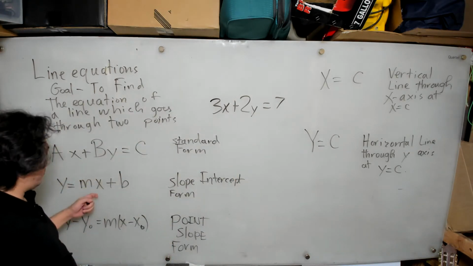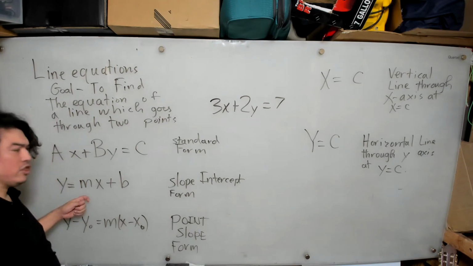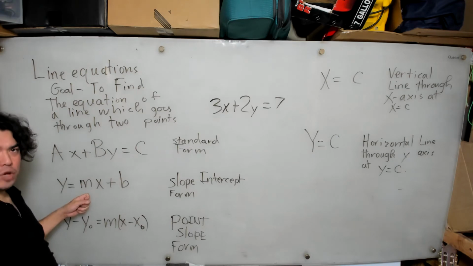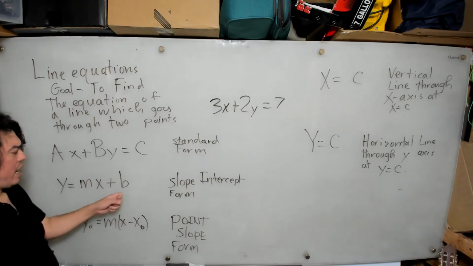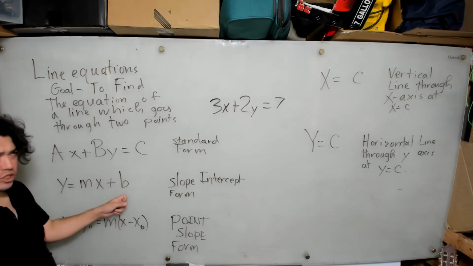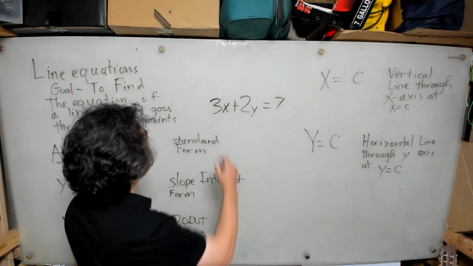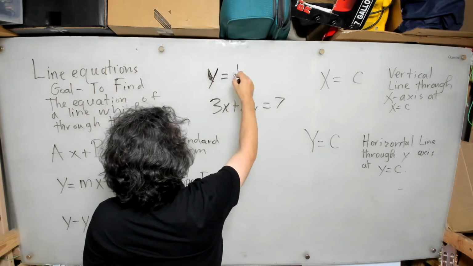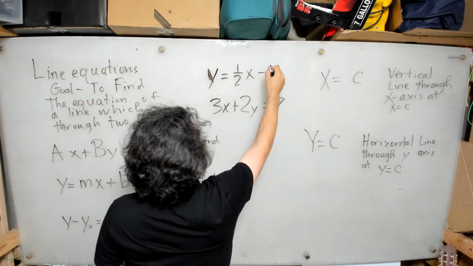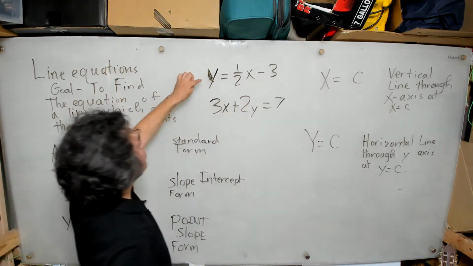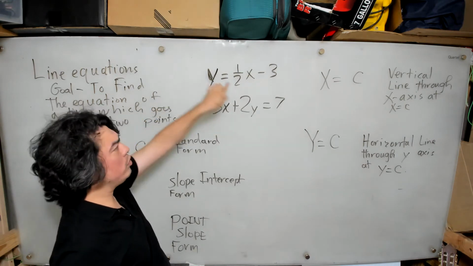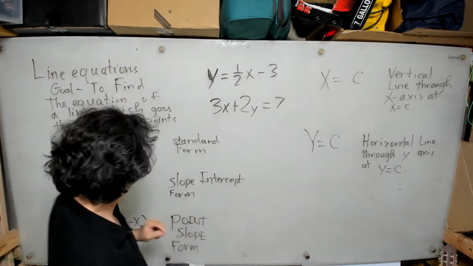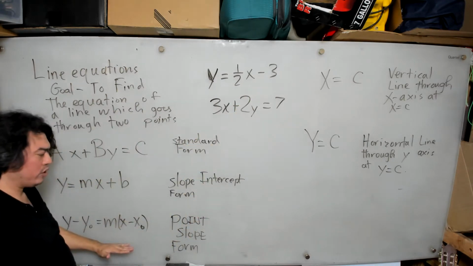Okay. What about this? The slope-intercept form. This is called the slope-intercept form because this number m represents the slope of the line, and this number b represents the y-intercept. So for example, I could have the example y equals 1/2 x minus 3, whatever. This will be a line in slope-intercept form with slope 1/2 and with y-intercept -3. Okay. Then we can have the point-slope form.